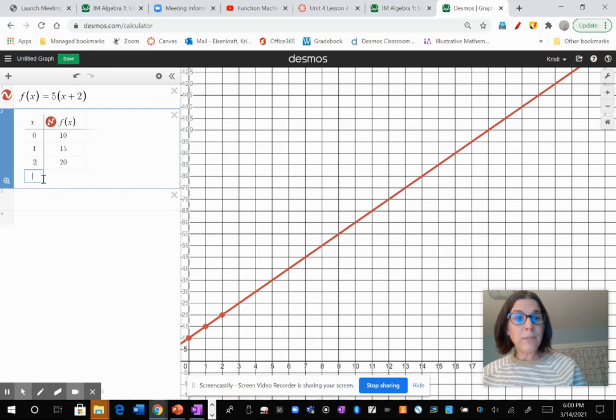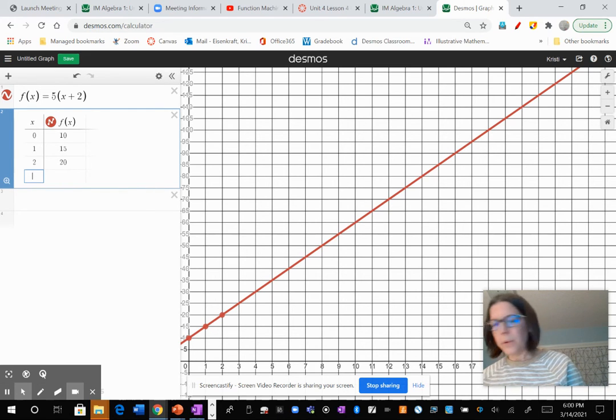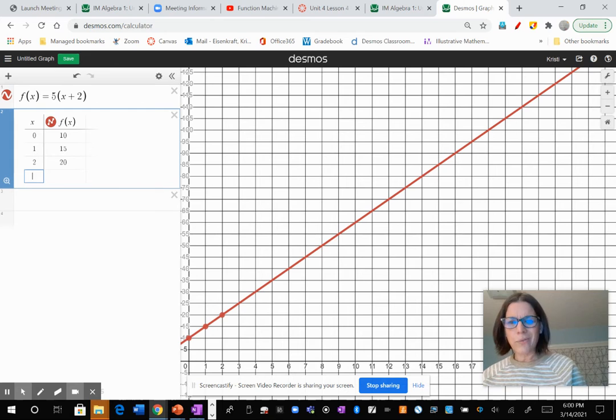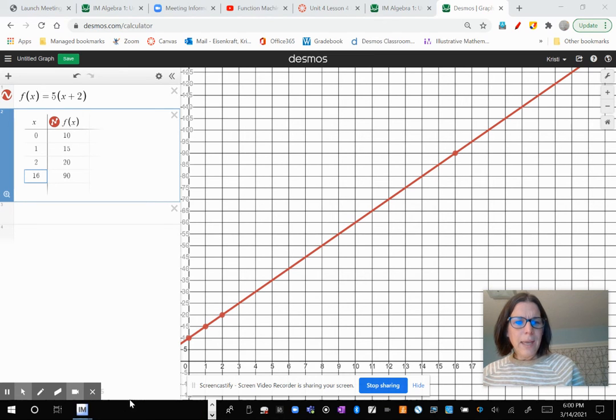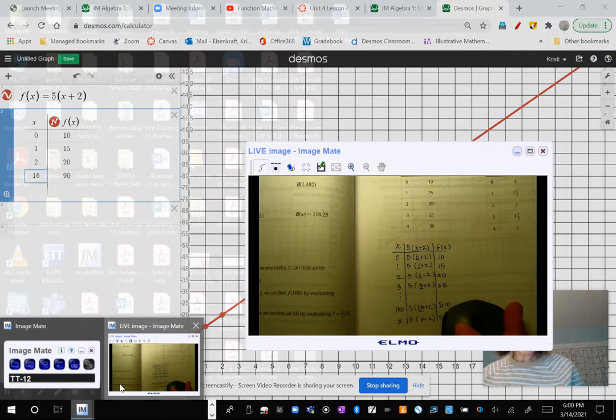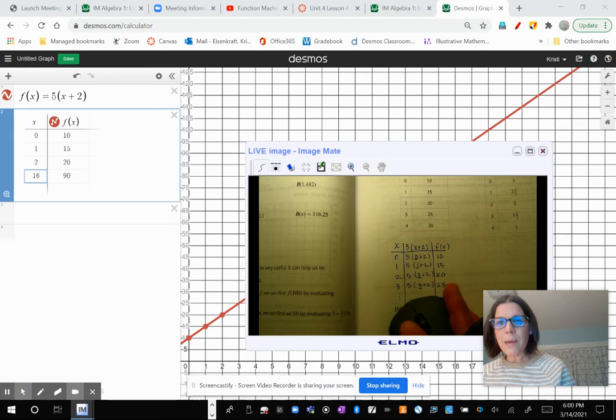So you can even go all the way to, okay, my scale doesn't go that far, but let's say we wanted to skip all the way to 16. Let's see what it calculates to. Okay, so let's go back. It is also not so easy, but not that bad.